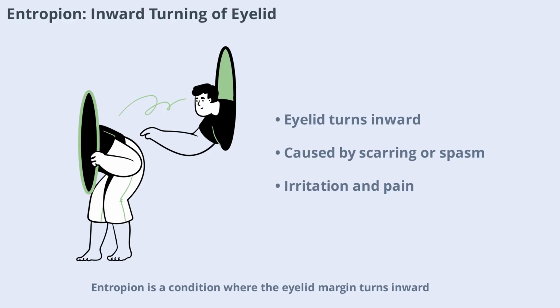Entropion is a condition where the eyelid margin turns inward, causing the eyelashes to rub against the eye. There are 2 main types: cicatricial entropion, caused by scarring from trachoma, burns, or conjunctivitis, and spastic entropion, often seen in older adults due to muscle spasm or lack of support. Symptoms are similar to trichiasis, including irritation, watering, and pain.